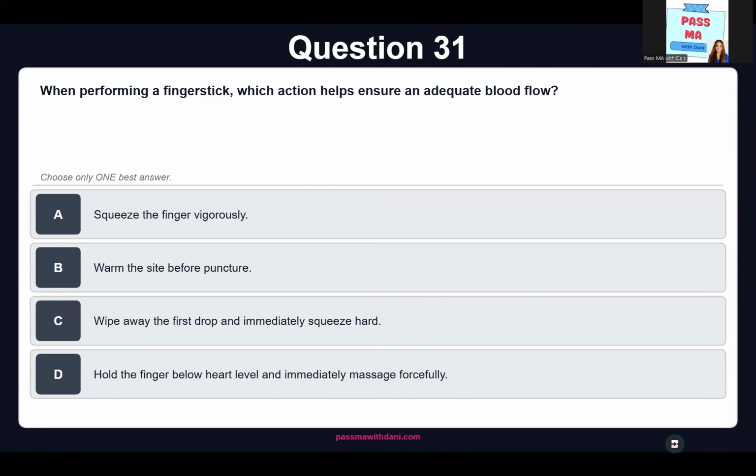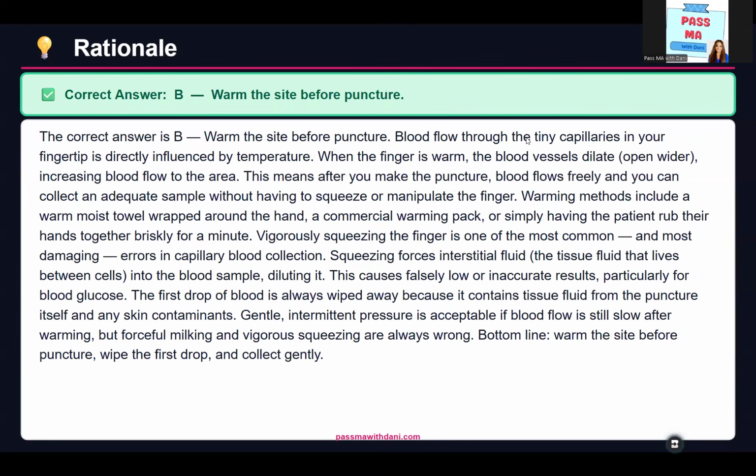A, squeeze the finger vigorously. B, warm the site before puncture. C, wipe away the first drop and immediately squeeze hard. D, hold the finger below heart level and immediately massage forcefully. Kind of went over this a few questions back. You guys ready? The answer is B, warm the site before the puncture.